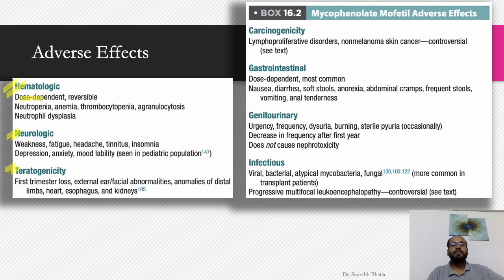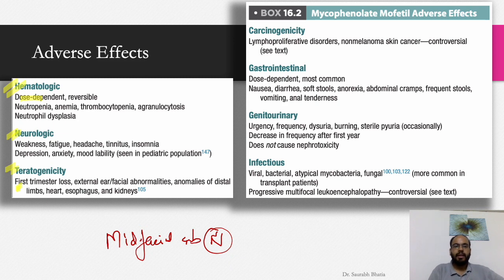Teratogenicity is linked with first trimester loss and ear and mid facial abnormalities. Okay, so in the embryo we see what is known as mid facial abnormalities. Carcinogenicity is a theoretical risk, more in organ transplant patients, somewhat lesser at the doses we use. The malignancies are lymphomas, EBV lymphomas, B cell lymphomas, and skin malignancies. GI effects are dose dependent. Genitourinary effects can lead to urgency or decrease in frequency. Remember that MMF does not cause nephrotoxicity. It is a somewhat safer immunosuppressive drug in patients with renal dysfunction.